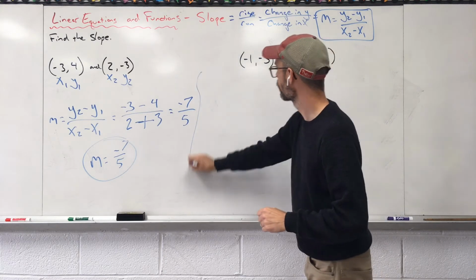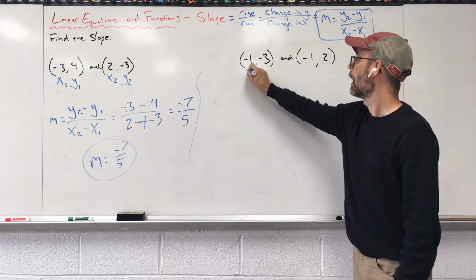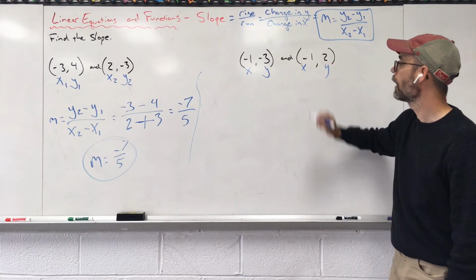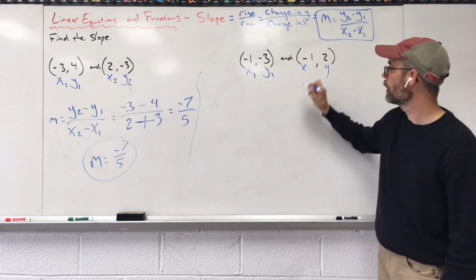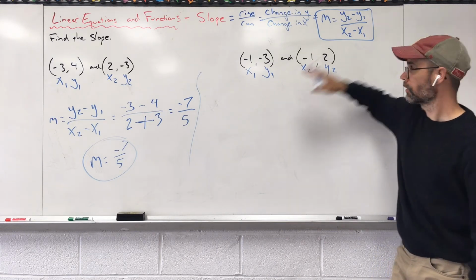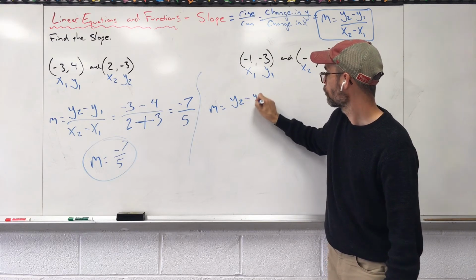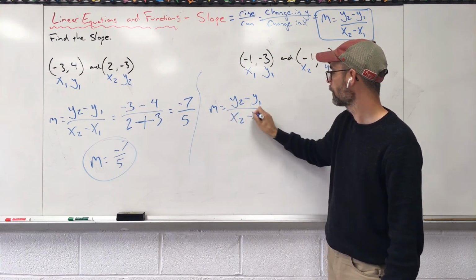Let's try it one more time. Before I do anything, I want to label. So x, y, x, y. I have two coordinates. I'm going to label the first one 1, second one 2. Now let's take these four numbers, plug them in the formula. M equals y2 minus y1 over x2 minus x1.